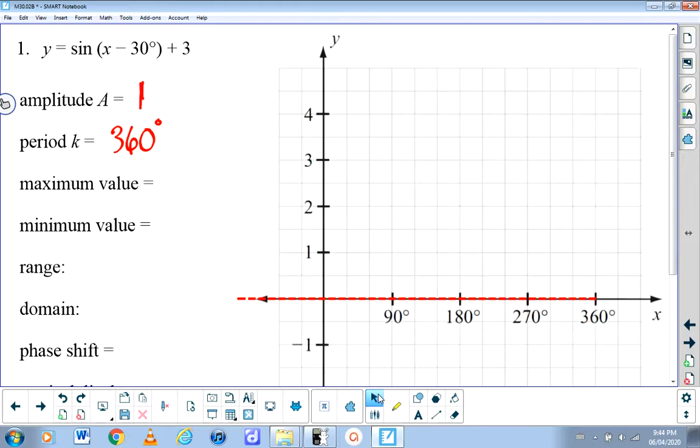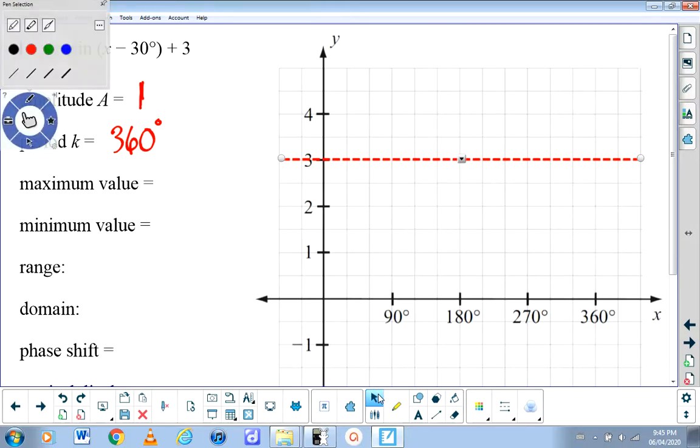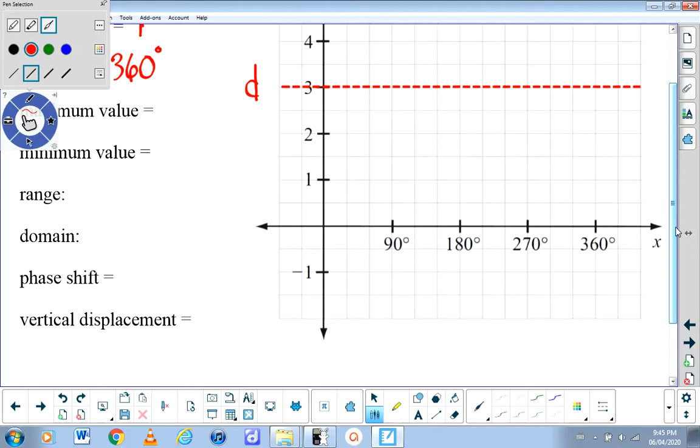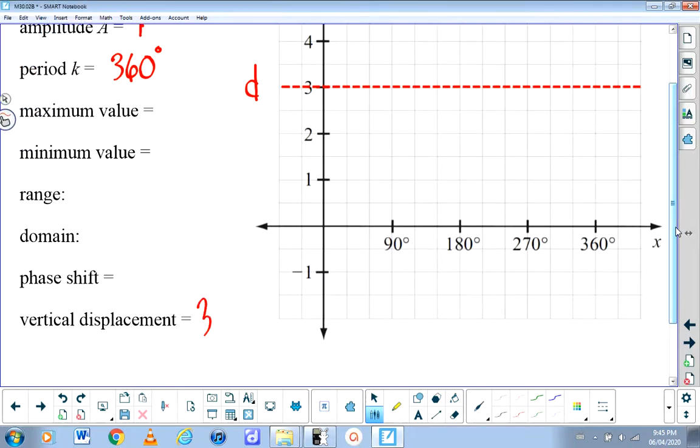So if, and it doesn't matter whether there are stretches involved or not, I end up shifting that 3 units up, because the vertical displacement is 3, that means the middle of the graph is going to be up here at 3. So this location for the middle of the graph, everybody, is always at the value of d. D is the vertical displacement because it tells you how far the graph has been shifted vertically. So the vertical displacement is 3.